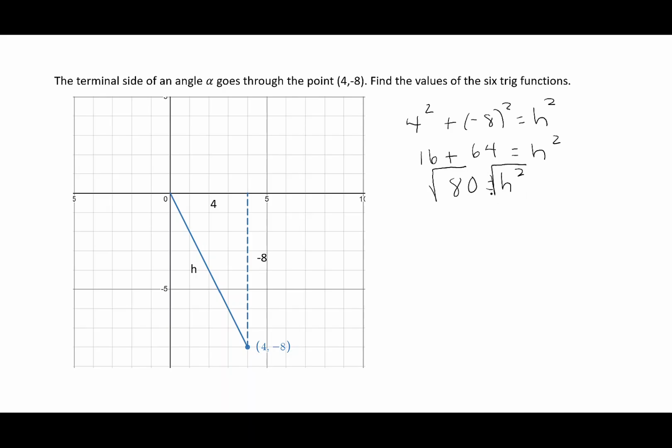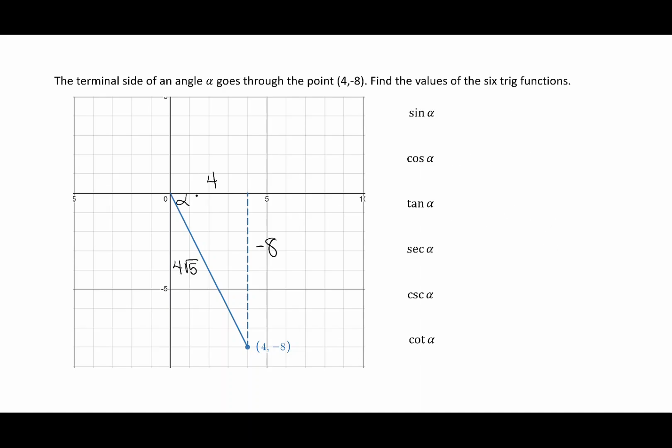I don't want to stop there. I don't want to say that h is equal to the square root of 80. I want to reduce this radical. What I think about here is that 80 I could write as 16 times 5. And I use 16 because the square root of 16 is 4, which says I have 4 square root of 5 is equal to h.